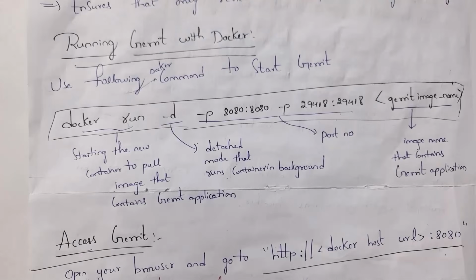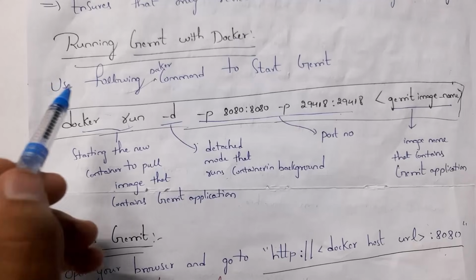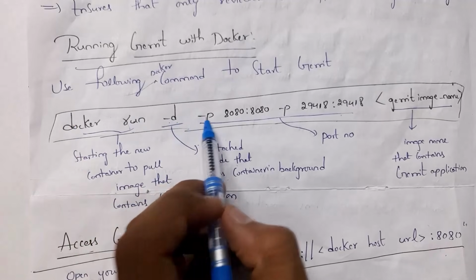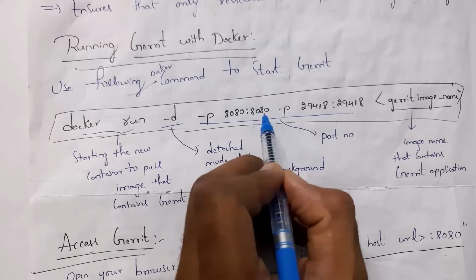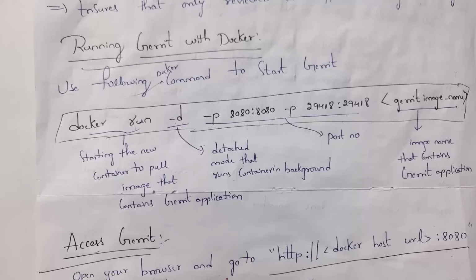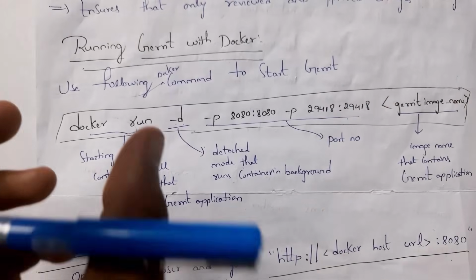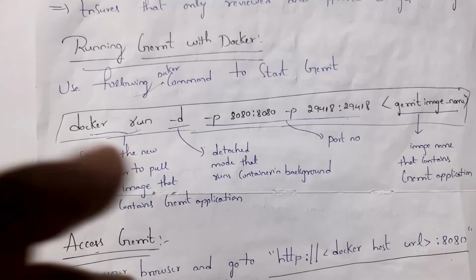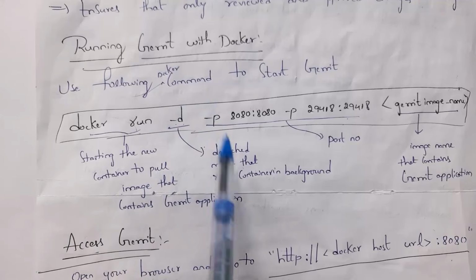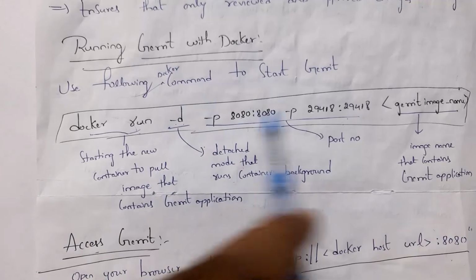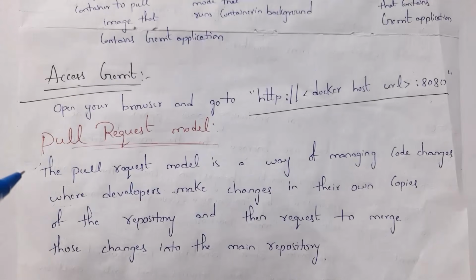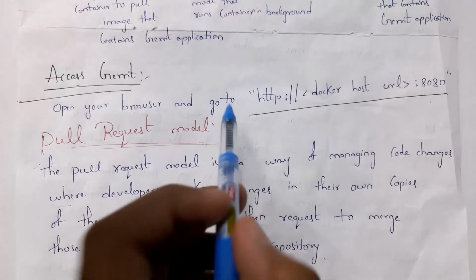Guys, we can run Gerrit by using Docker software. So for that purpose, you need to use this Docker command in order to start Gerrit. Docker run -d -p 8080:8080 -p 29418:29418, and here you need to give image file location. This Docker run command is used in order to start a new container that will store this Gerrit image, where -d stands for detached mode that will run in background, and -p stands for port number. In this port number, our application will run. And in order to access Gerrit, you need to open any web browser and go to this URL.